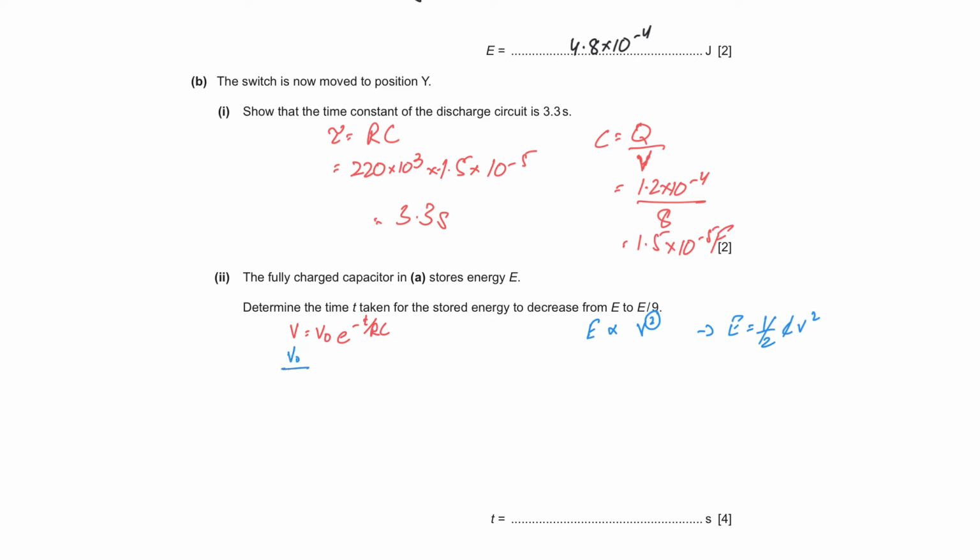So the potential becomes V0 by 3, given that the starting potential is V0, e to the power minus t over 3.3. V0 cancels out with V0. We'll take ln on both sides of the equation. This gives us minus t over 3.3 into ln e. ln e is equal to 1. Solving for t, we get 3.6 seconds.